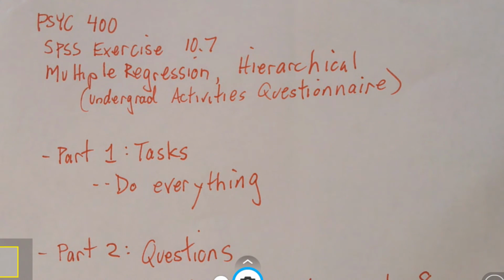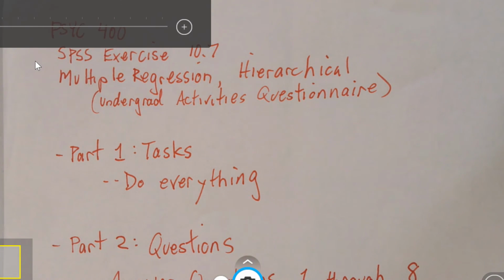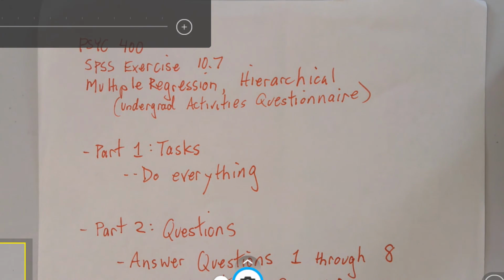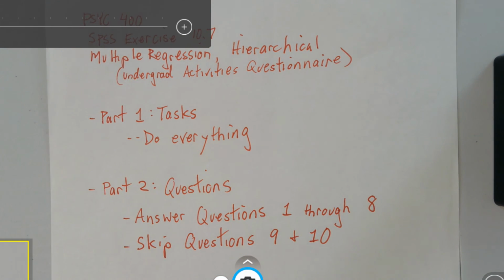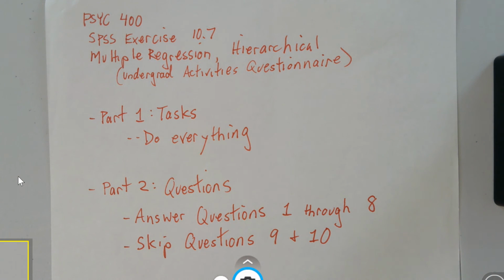Let's back off a little bit on this and make sure that I've made the assignment clear. Okay, Psych 400, SPSS Exercise 10.7, Multiple Regression Hierarchical. Part 1 tasks, you'll do everything, and Part 2 questions, you'll answer questions 1 through 8, you'll skip questions 9 through 10. Deadline is 1 week from today. The deadline will be Friday, November 27, 4:30.